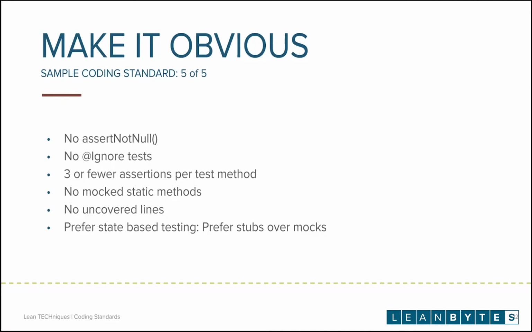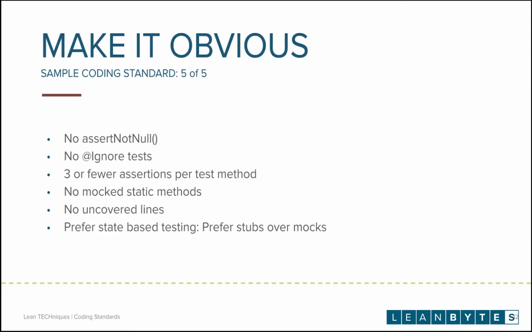And then some testing ones. I see a lot of tests that have assert not null. That's pretty boring. Hopefully you've got something more interesting to test against. Try to reduce or eliminate all the @Ignore tests. If you're going to ignore them, either fix them or delete them. This is kind of like commented out code. 3 or fewer assertions per test method, so that we're not doing too many things within our tests. We keep our test methods small. No mocked static methods. That's going to require you to do some wrapping, but it also, in my experience, has helped the overall design of the system.